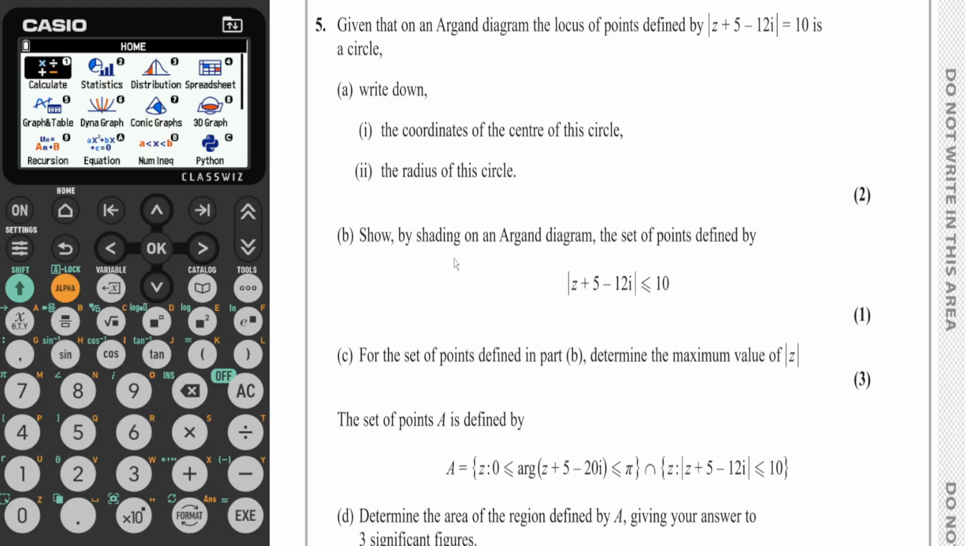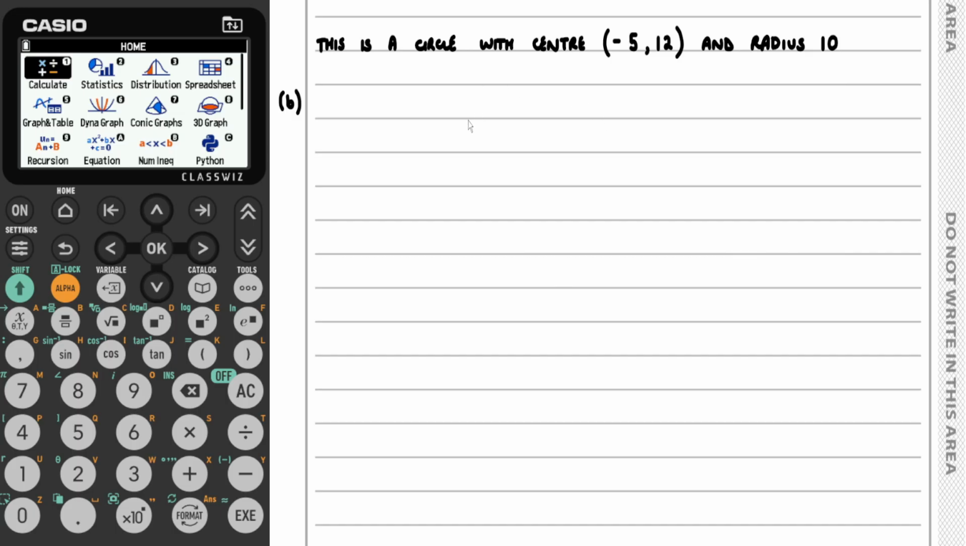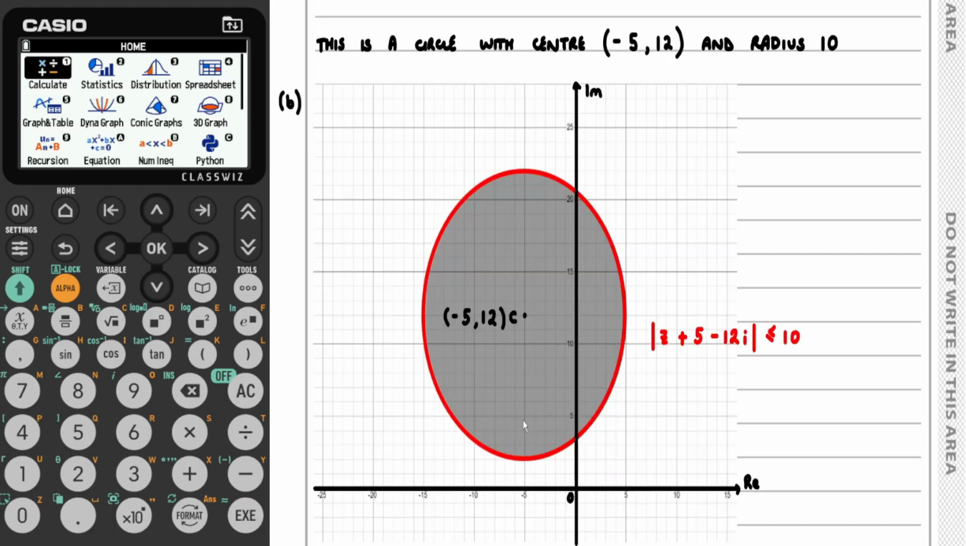Part B. Show by shading on an Argand diagram the set of points defined by mod of z plus 5 subtract 12i is less than or equal to 10. What we need to do to begin with is draw a circle with centre negative 5, 12 and radius 10, and we want everything inside that circle shaded in. And that's what we see here. We've got a circle with radius 10 and we've got the centre negative 5, 12.